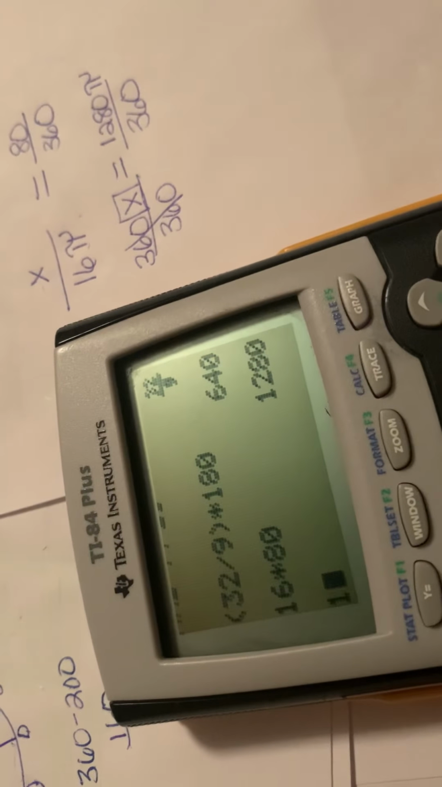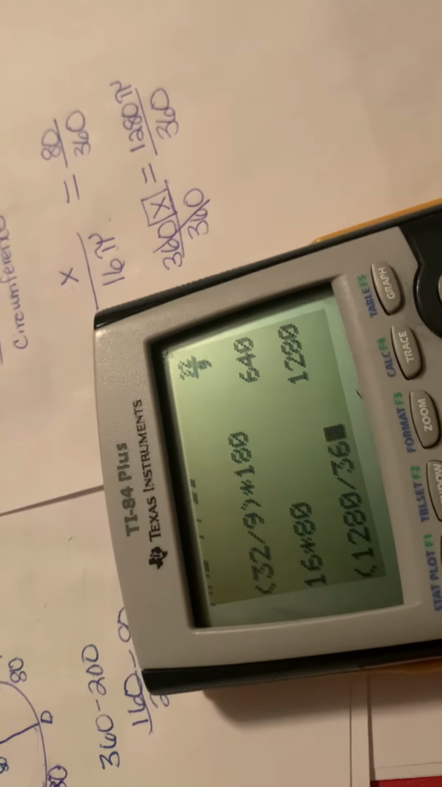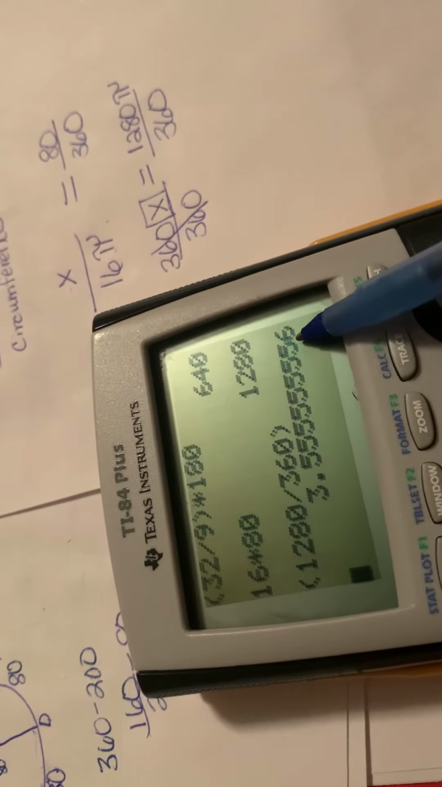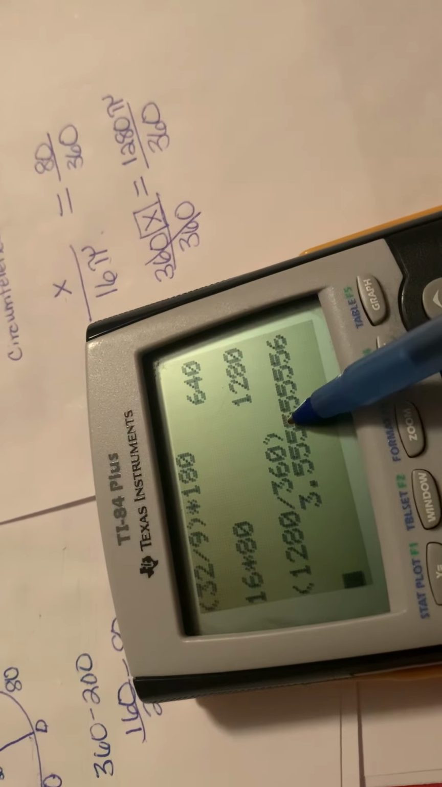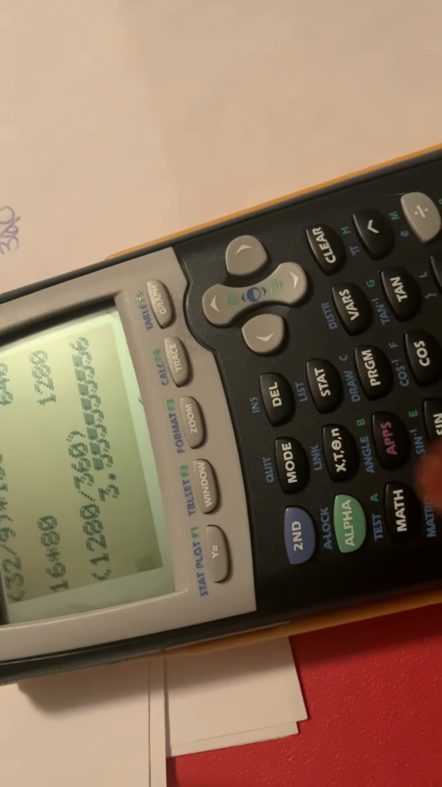So I'm doing fraction. So 1280 divided by 360 gives me 3.5556. And when we write in terms of pi, you cannot have decimals. So we want it in fraction. So I hit the math button, which is right underneath your alpha button. And then I press enter 2 times. And there is my fraction. So the arc length is 32 over 9 pi. That's in terms of pi.